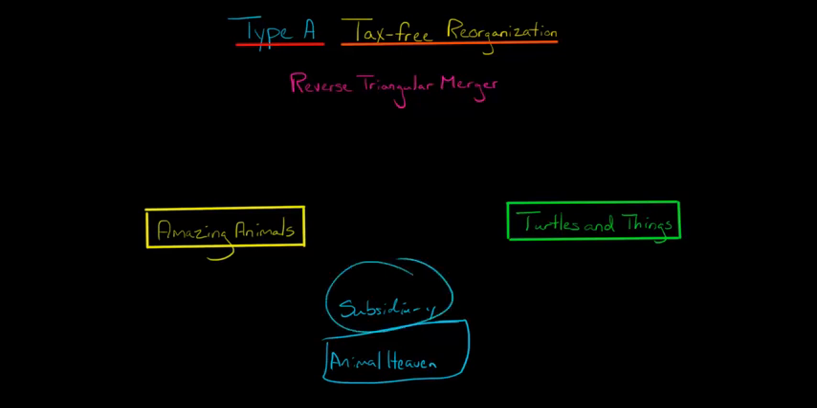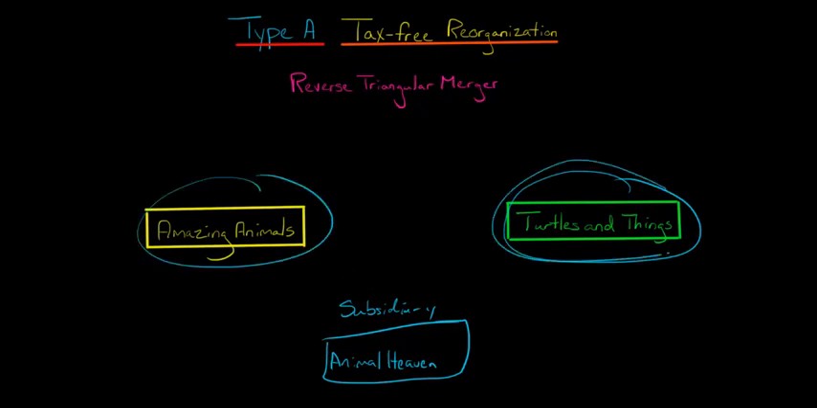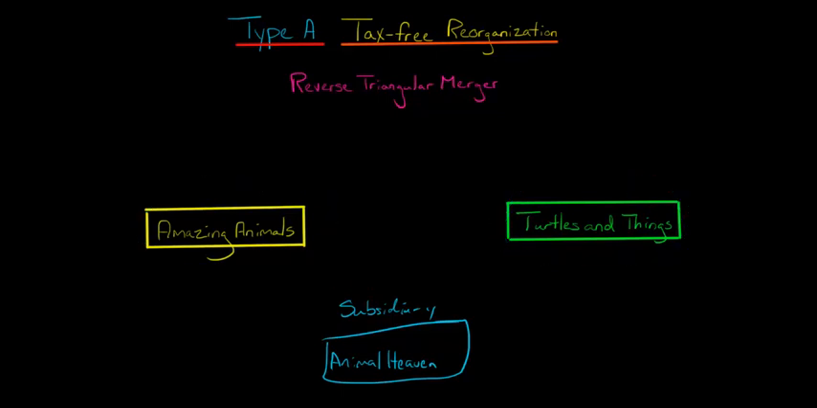You can create the subsidiary, or if it's an existing subsidiary, it doesn't matter. You have this subsidiary, and you're going to acquire Turtles and Things. That is, Amazing Animals is the purchaser, Turtles and Things is the target. However, it's not going to be like a regular type A merger where Turtles and Things merges directly into Amazing Animals. Instead, the subsidiary, Animal Heaven, is going to merge into Turtles and Things, right?